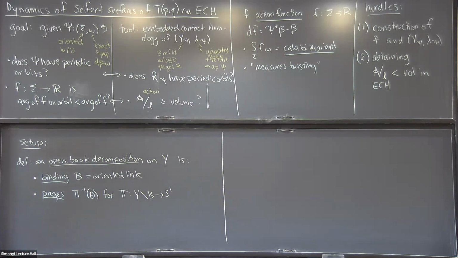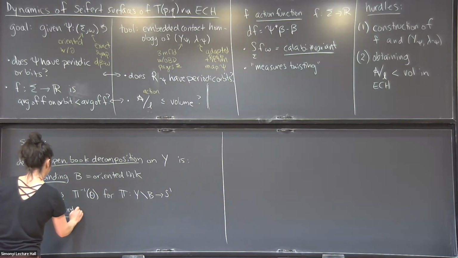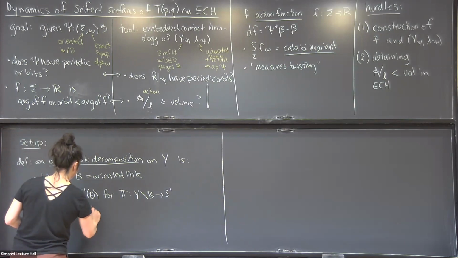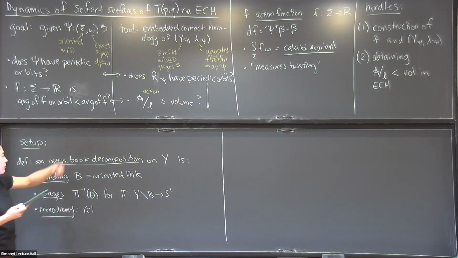And one more thing, it has a monodromy, which is the return map. Actually, before I say that, the relationship between linking with the binding and intersection number with the pages: if I have another knot in Y, its linking with the binding is the same as its intersection with the pages.